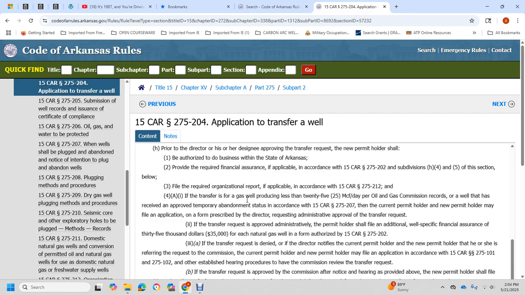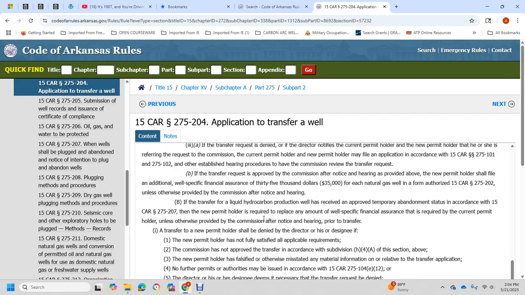If the transfer request is denied by the director or designee, the current permit holder or the new permit holder may refer the request to the commission. The current permit holder shall file the application according to Title 15 Code of Arkansas Rules 275-101 and 102, establishing the hearing procedure for the commission's review of the transfer request. The transfer request is reviewed by the commission after the notice of hearing is provided.